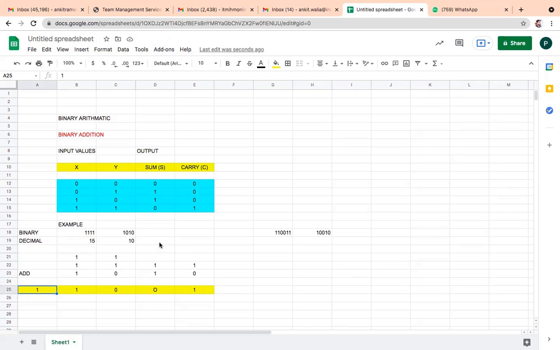Actually, if you just add this 15 plus 10, that is 25. So the decimal is 25, sir. Yeah, decimal 25, binary of 25 is 11001. You can cross check as well. This should be 11001 for 25. Just cross check once. Yes, sir, I checked it.